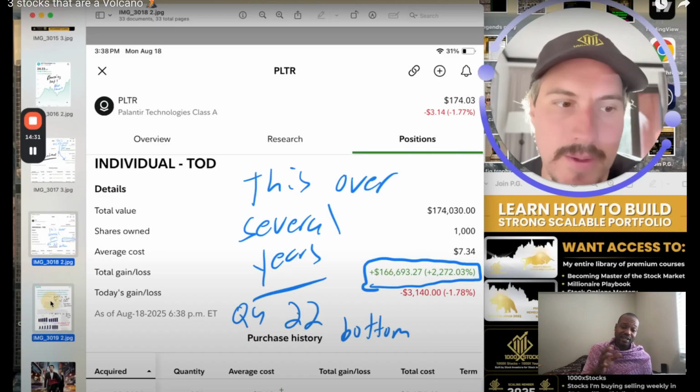I just want to say how crazy this is. I just did the numbers for this man. So this is Palantir. He owns 1,000 shares, and his average cost is $7.34. So this position cost him $7,340, y'all.